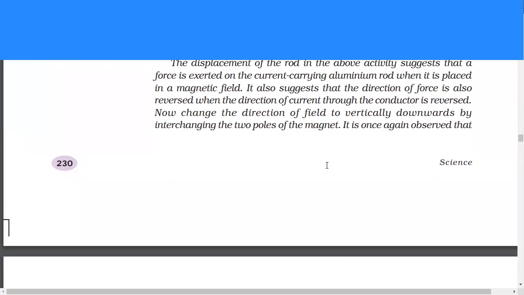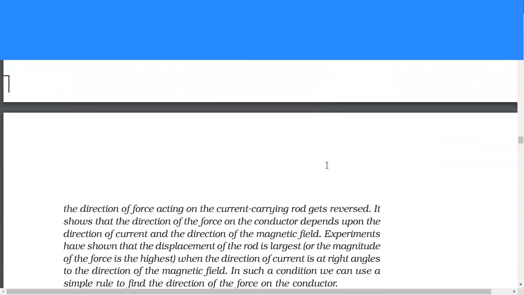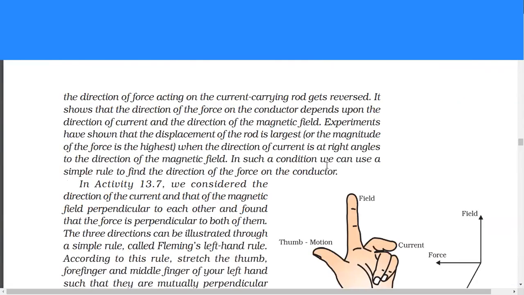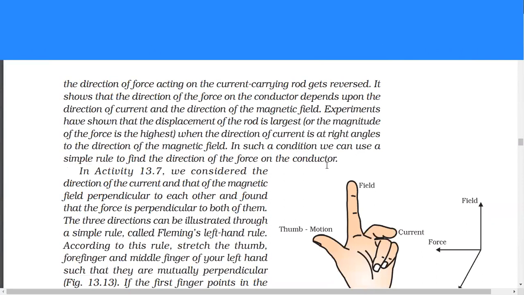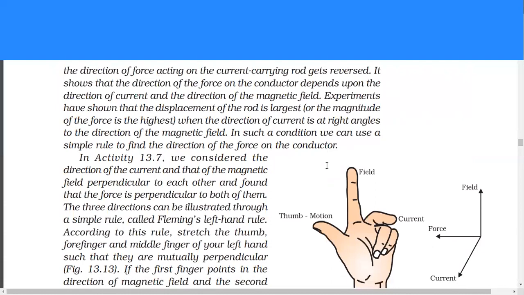It is once again observed that the direction of force acting on the current carrying rod gets reversed. It shows that the direction of the force on the conductor depends upon the direction of current and the direction of the magnetic field. Experiments have shown that the displacement of the rod is largest, or the magnitude of the force is the highest, when the direction of current is at right angles to the direction of the magnetic field.